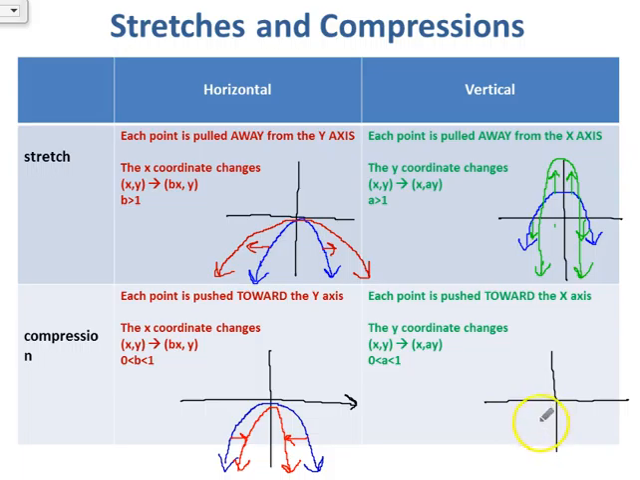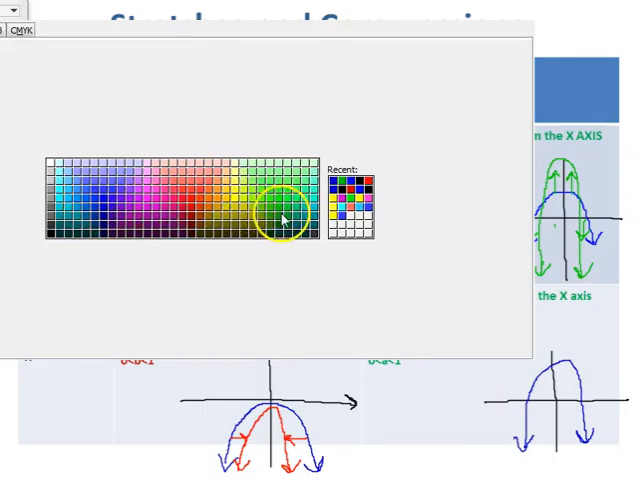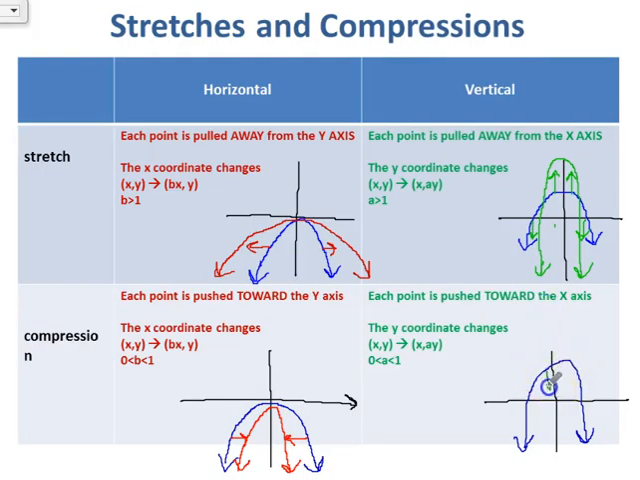Last but not least, let's do our vertical compression. Let's draw an original graph in here. For a vertical compression, each point is pushed towards the x-axis, and let's see what that looks like. Each point is going to go towards the x-axis. And when we do that, we're going to get a graph that looks more like this, where again only our y-coordinates will change.